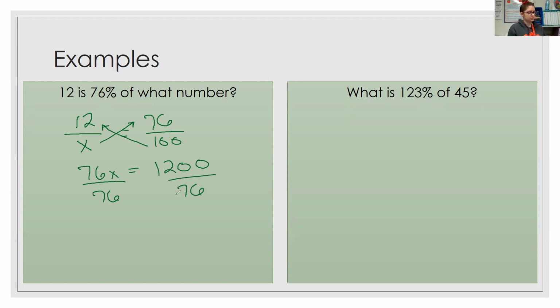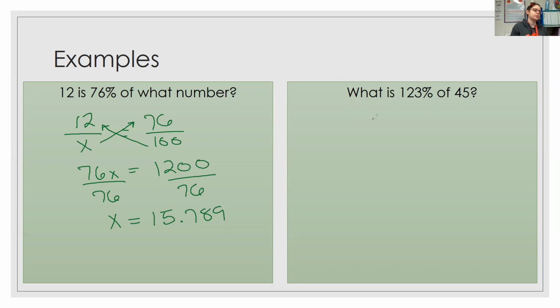So 1200 divided by 76 gives us another very long decimal that I will round to 3 decimal places. So 15.789. The next number is a 4, which tells me to stay the same. So 12 is 76% of 15.789.